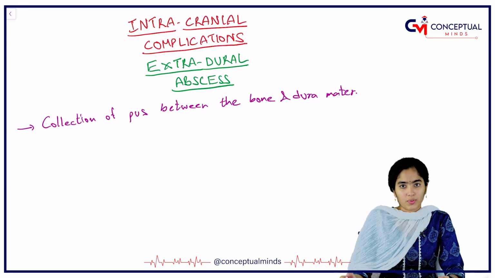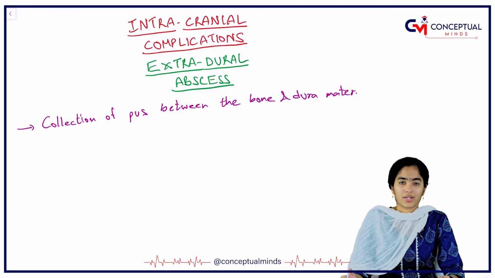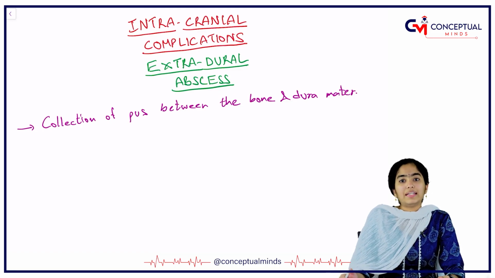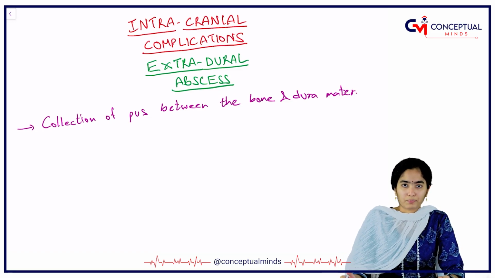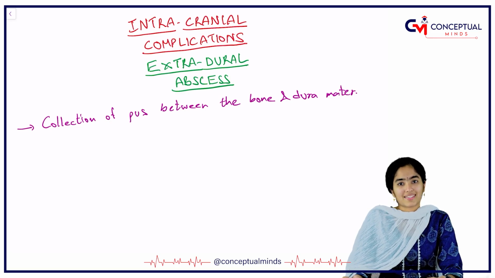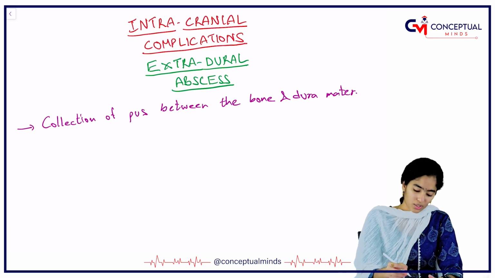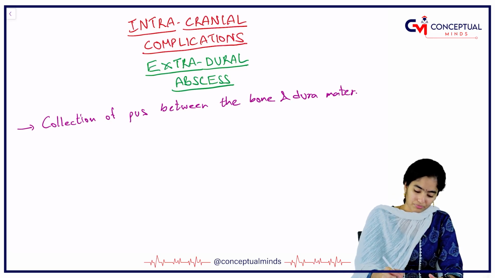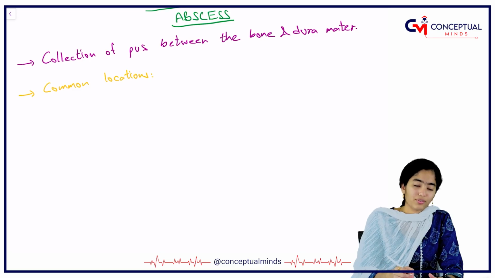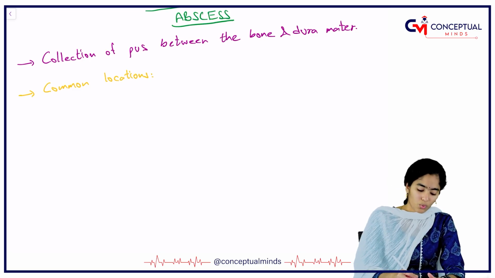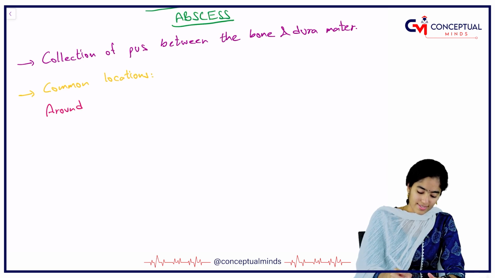Apart from this pathway, there is another possibility by which extradural abscess occurs, that is from the veins. A sinus thrombophlebitis, which is another complication of otitis media, can lead to brain abscess further on. So we can further describe extradural abscesses based on their location. What are the common locations? Let us see. The common locations in which we find extradural abscesses, one is around the lateral sinus.